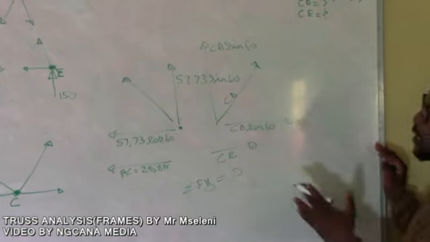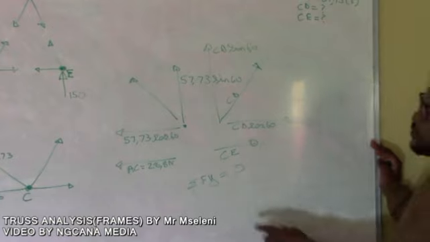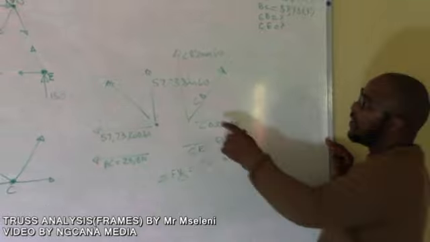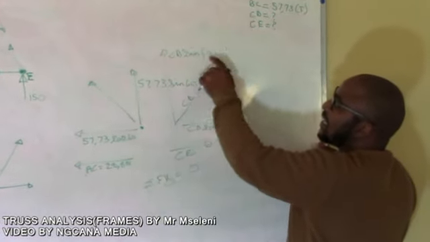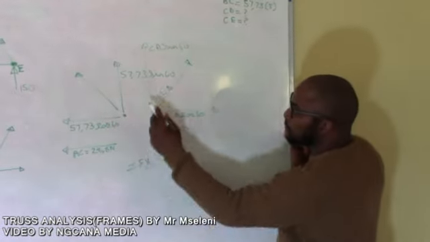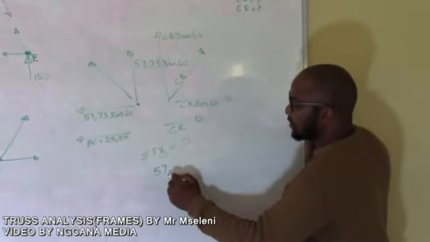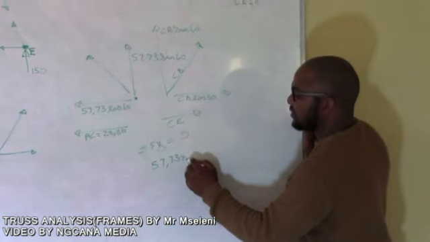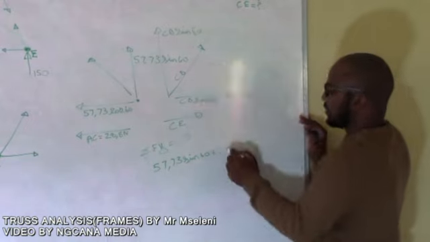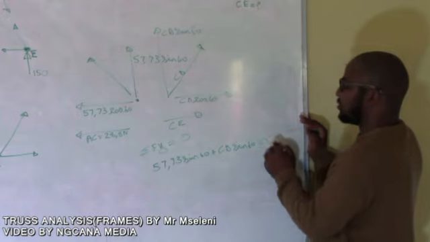If you check the forces going up here, you've only got two forces going up. You've got your 57.73 sine 60, which is going up, and then you also have your CD sine 60, which is going up. Those are the only components going up. Therefore, forces going up are positive, so you have 57.73 sine 60 plus CD sine 60 equals 0.